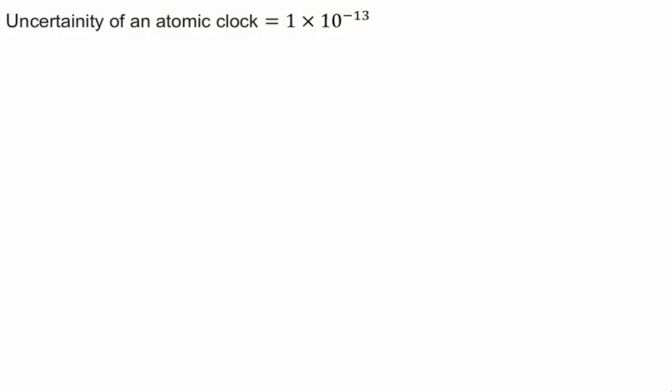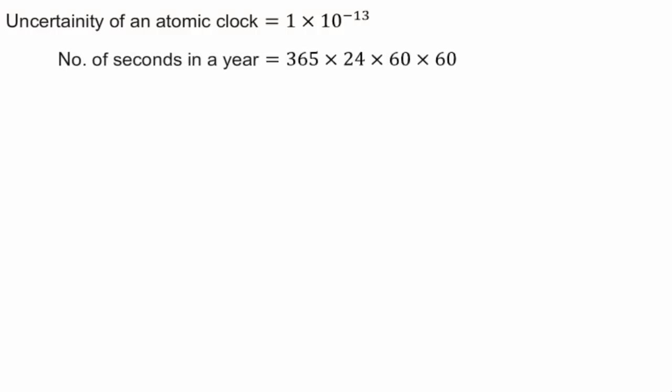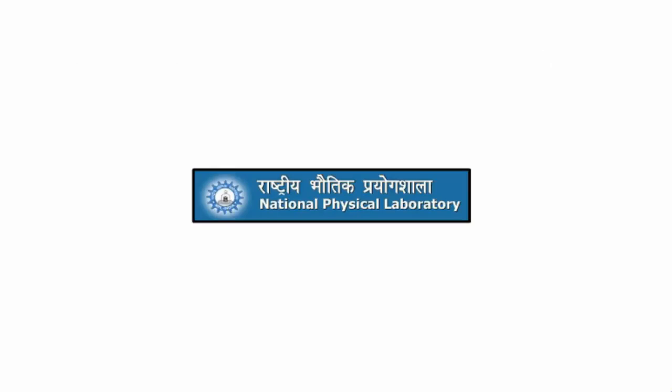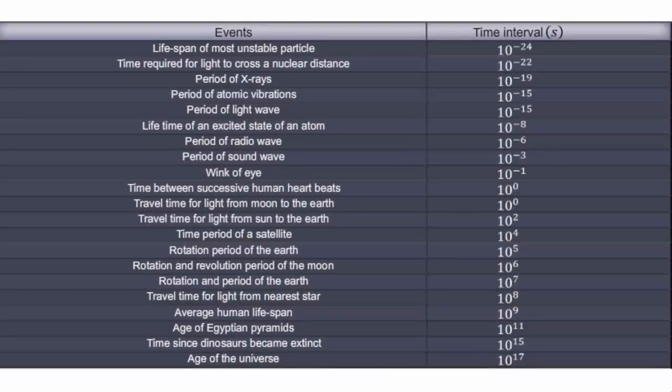The number of seconds in a year is 3.1536 × 10^7. Hence, the atomic clocks lose or gain no more than 3 microseconds in 1 year. That is why a set of cesium atomic clocks is used at the National Physical Laboratory, NPL, New Delhi, to maintain the Indian Standard Time. The time intervals of events that we come across in the universe vary over a very wide range. Some of the major time intervals are shown here in multiples of seconds.